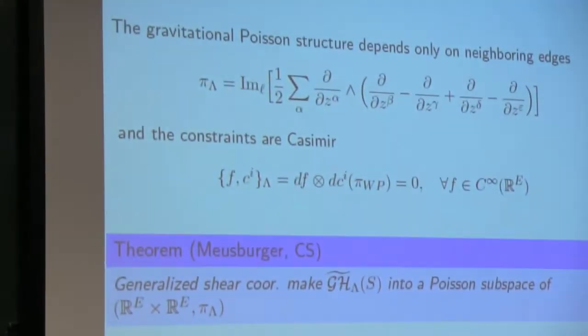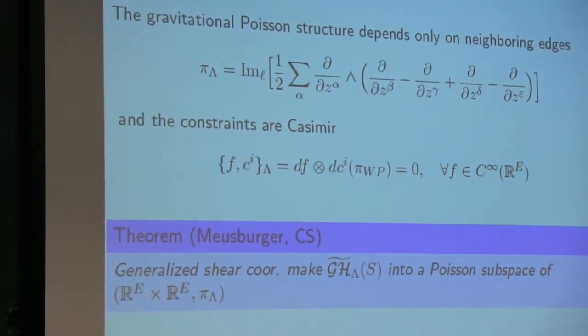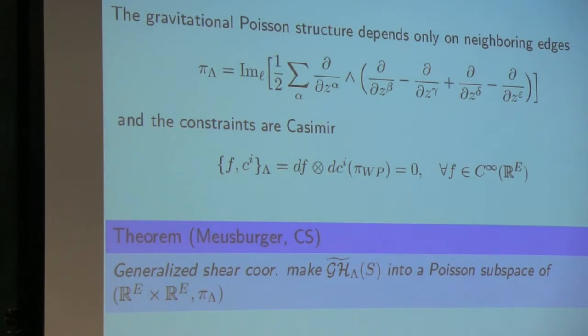this structure to the cotangent bundle over RE with its canonical cotangent symplectic structure. You have a map of two axes. Right, yes. This is the map. Yes.